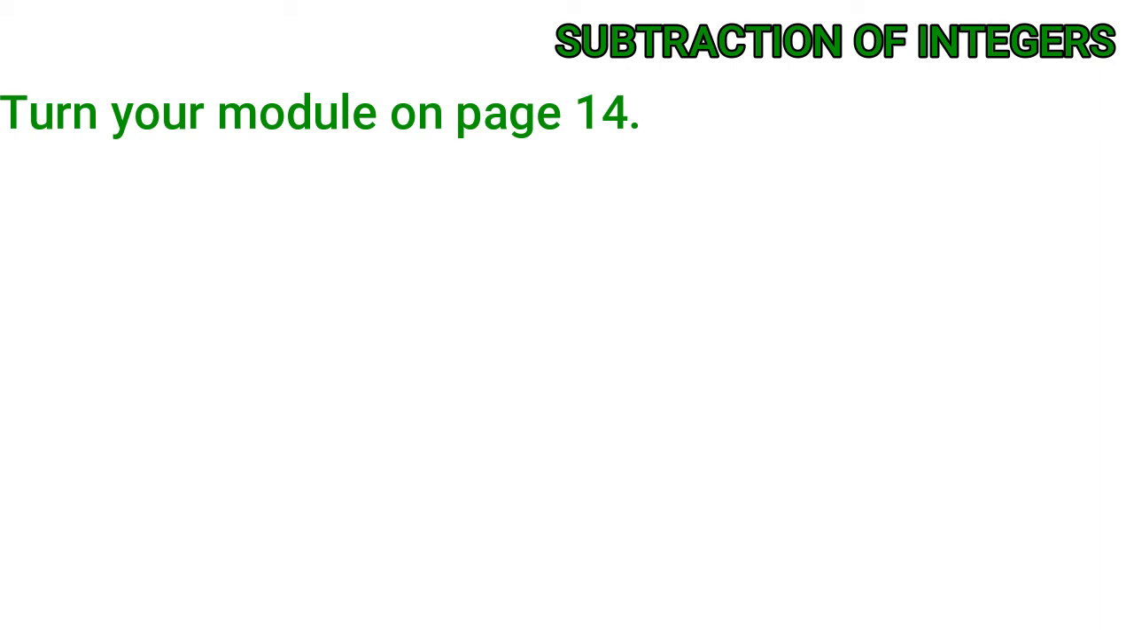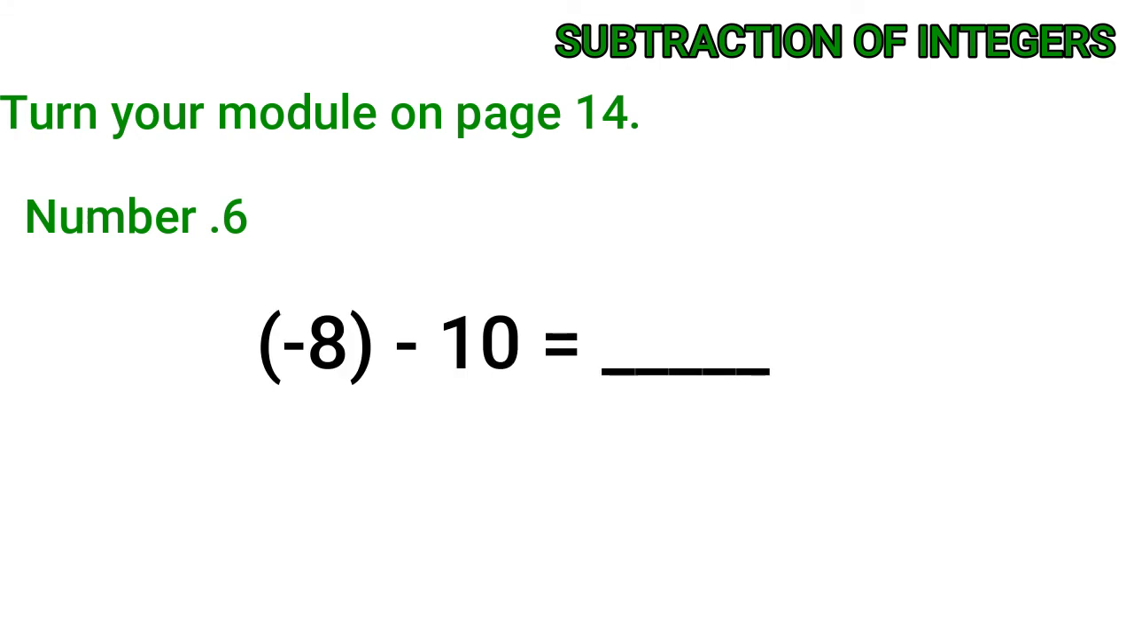Let us also answer number 6 on page 14 of the module. Negative 8 minus 10, by KCC and the addition rule, we have negative 8 plus negative 10. Since both of them are like signs, simply add the two numbers, then copy the common sign. So, we have negative 8 minus 10 is negative 18.